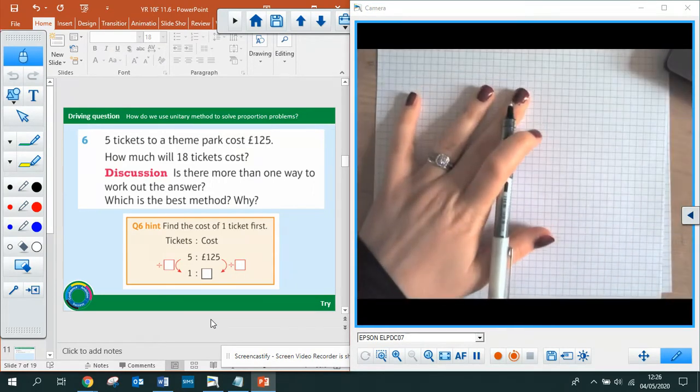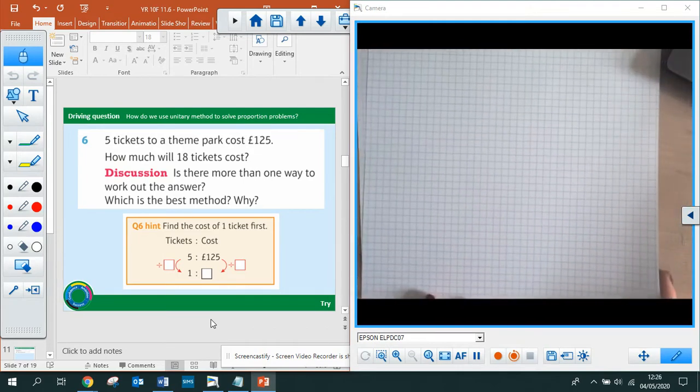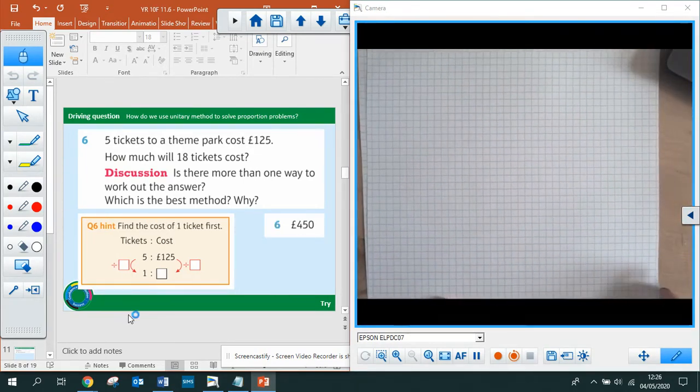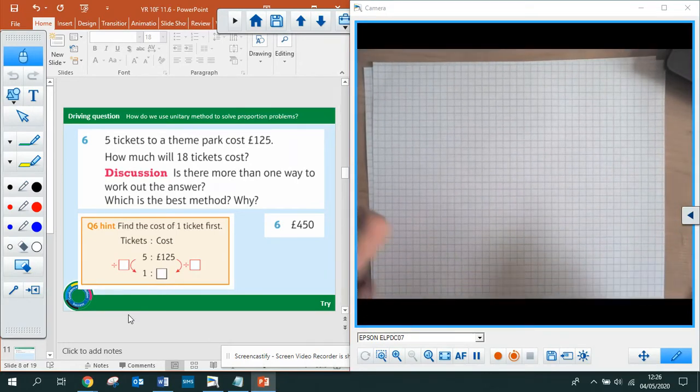Okay, so let's go through the solution together now then. I'll put the answer on the screen as well and then go through the solution. So question 6 says 5 tickets to a theme park cost £125. How much will 18 tickets cost?